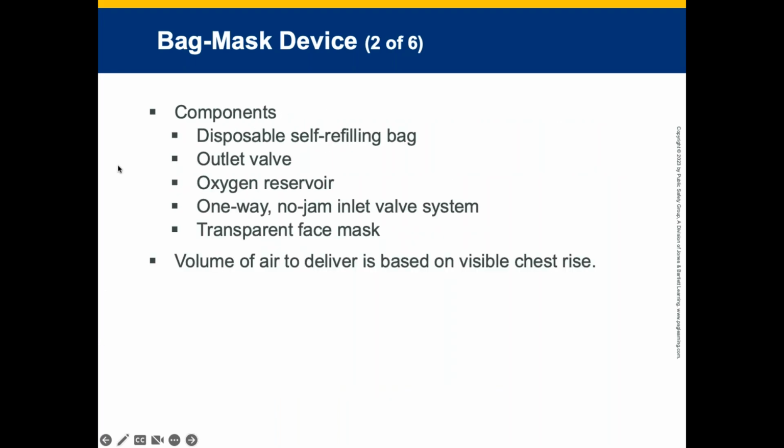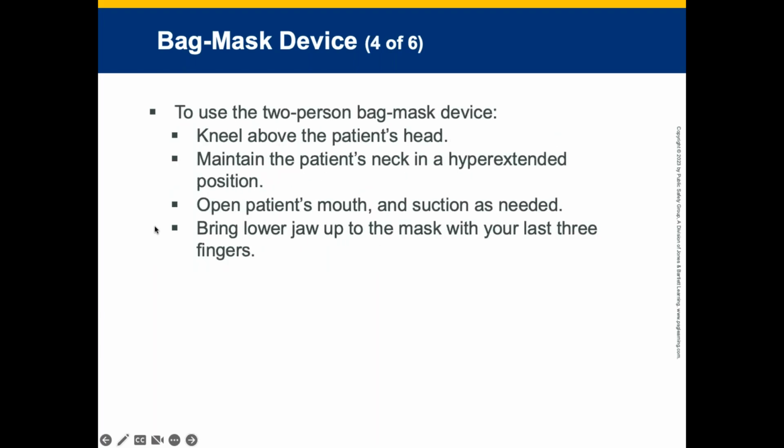All right. Components of this would be the self-refilling bag, which is disposable, the outlet valve, one-way valve, no-jam inlet valve, okay, and the volume of air is delivered based on chest rise. So if you see something on a test about BVMs, really it's all about chest rise. So we deliver tidal volume between 500 to 600 milliliters or 6 to 7 mLs per kilogram per breath, which will produce visible chest rise in most adults. All right, so we're good with BVMs.